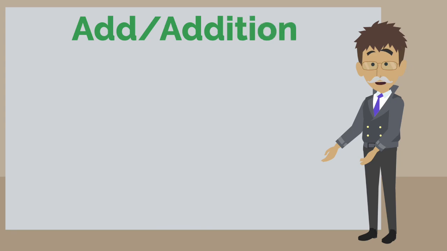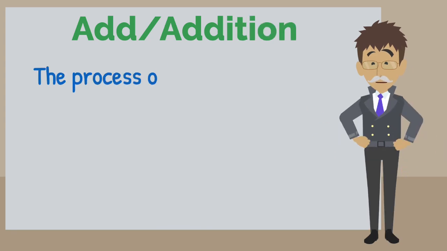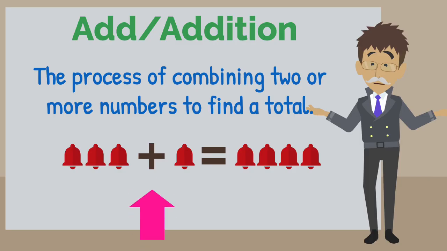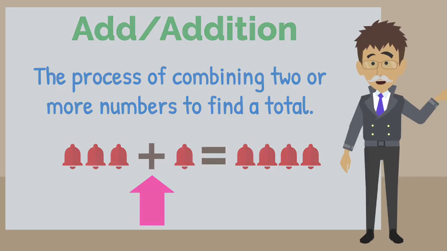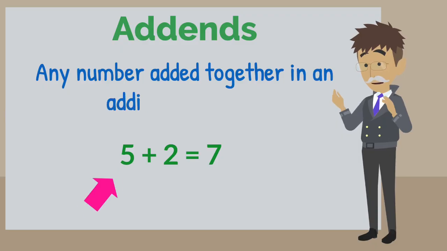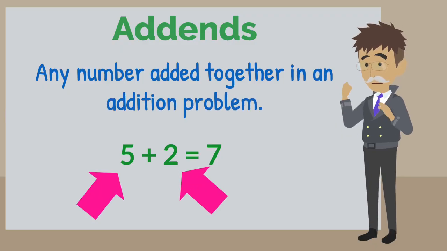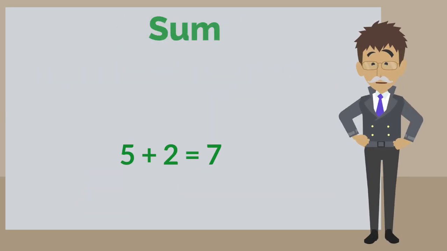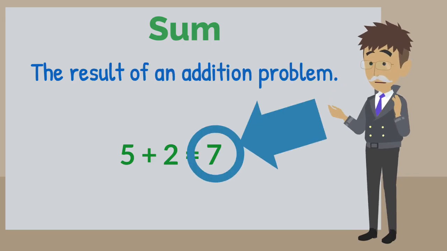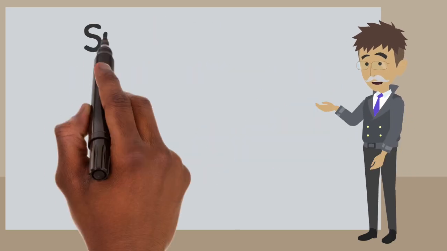Add or addition. The process of combining two or more numbers to find a total. Addends. Any number added together in an addition problem. Sum. The result of an addition problem. Now we move to subtraction.